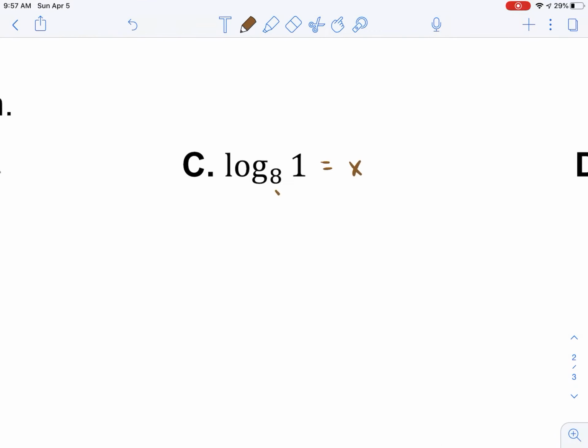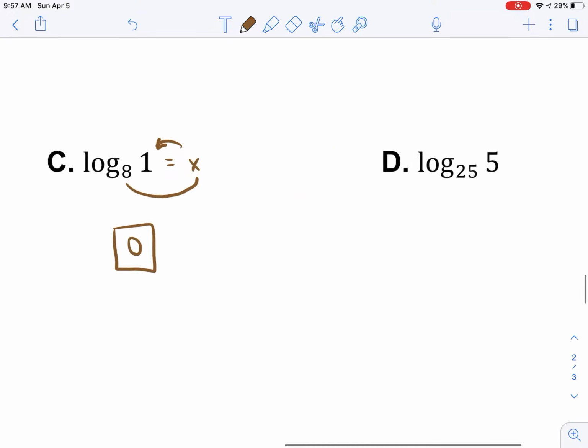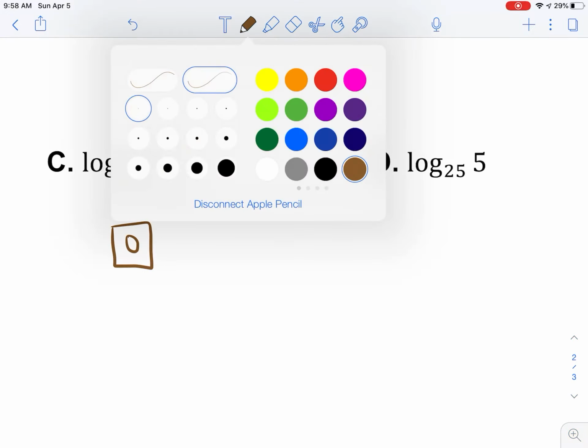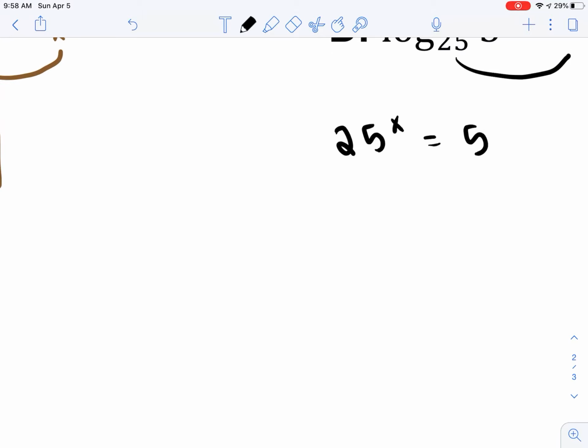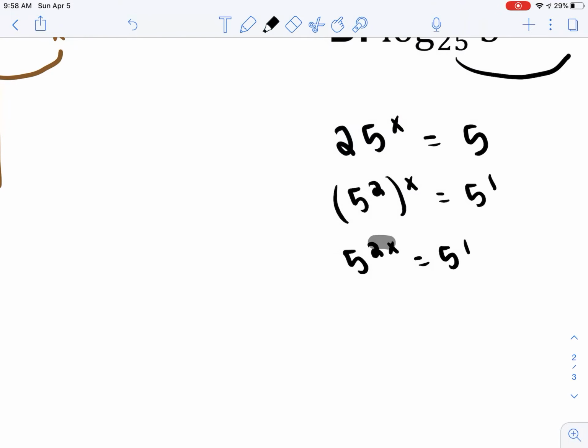Part C, we have 8 to what power equals 1. Do a few of these, you'll get them right away. You'll just remember, oh yeah, anything to the 0 power is 1. And then for this last one, you can think 25 to what power is 5. If you struggle, just write it in exponential form. And then from there, think of 25 as 5 squared, getting that same base. And then you can use your properties here.